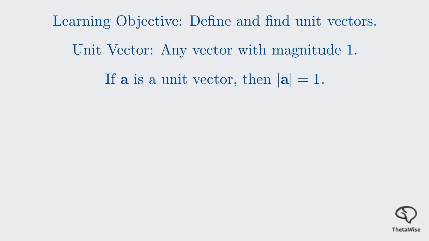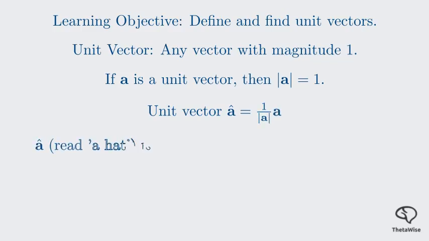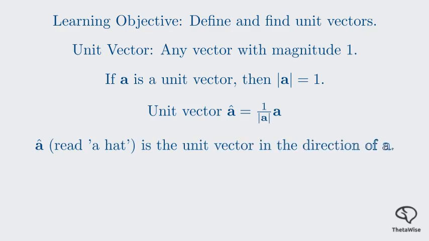How can we create a unit vector from an existing vector? This process is called normalizing the vector. To find a unit vector in the same direction as a given non-zero vector A, you divide the vector A by its own magnitude. Think of it as shrinking or stretching the vector until its length is exactly 1, while preserving its direction. This special unit vector is denoted by A hat, and is used to represent the direction of vector A.